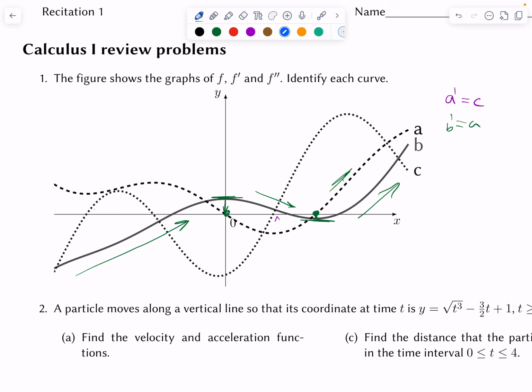And so the final answer is that f must be curve B, f prime must be curve A, and f double prime should be curve C. So let's move on to the next one.